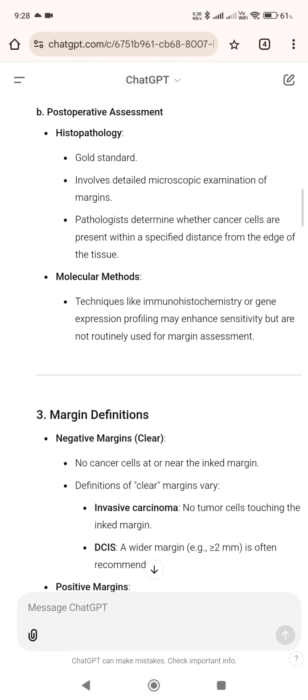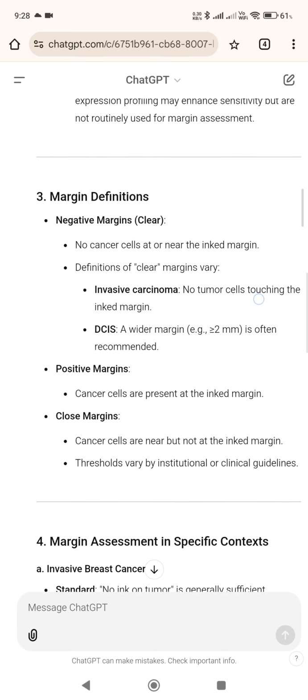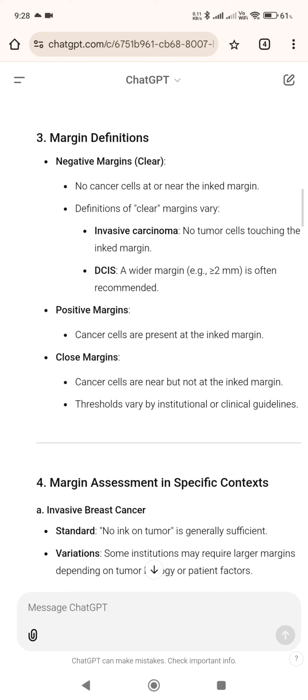3. Margin definitions. Negative margins, clear. No cancer cells at or near the inked margin. Definitions of clear margins vary. Invasive carcinoma, no tumor cells touching the inked margin. DCIS, a wider margin, e.g., 2 millimeters, is often recommended. Positive margins. Cancer cells are present at the inked margin. Close margins. Cancer cells are near but not at the inked margin. Thresholds vary by institutional or clinical guidelines.